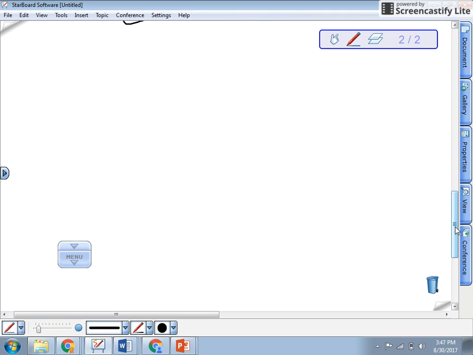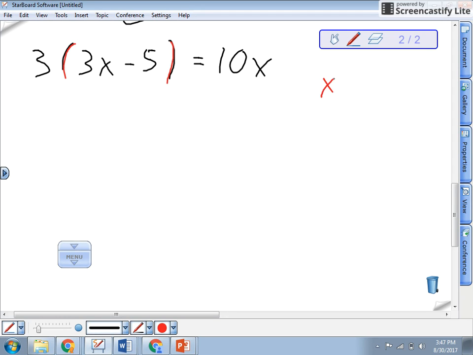This one is a little different. We've got parentheses: 3 times the quantity 3x minus 5 equals 10x. If you see parentheses, the first thing you must do is distribute. You guys have heard me say that. So we have to distribute this 3 throughout those parentheses.